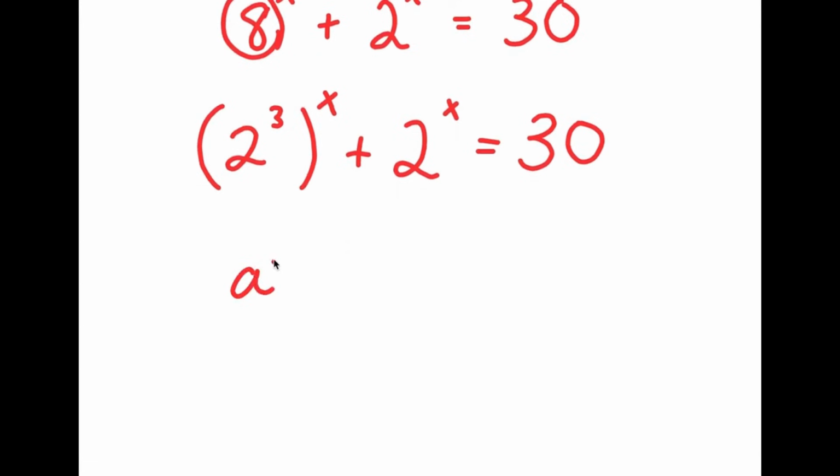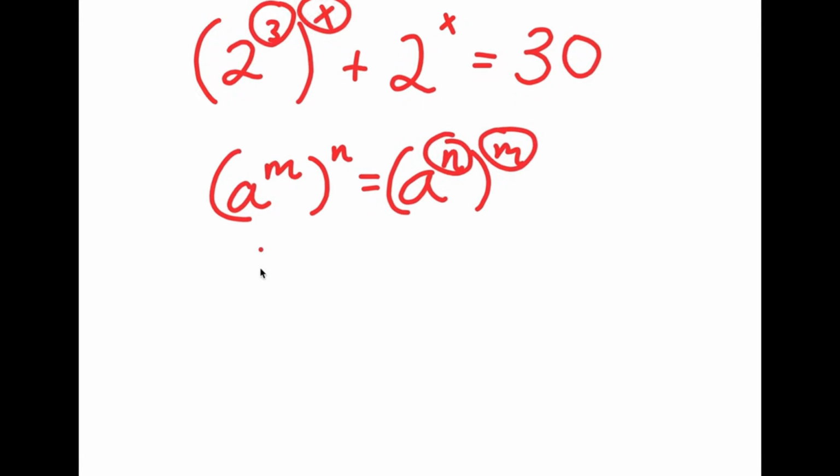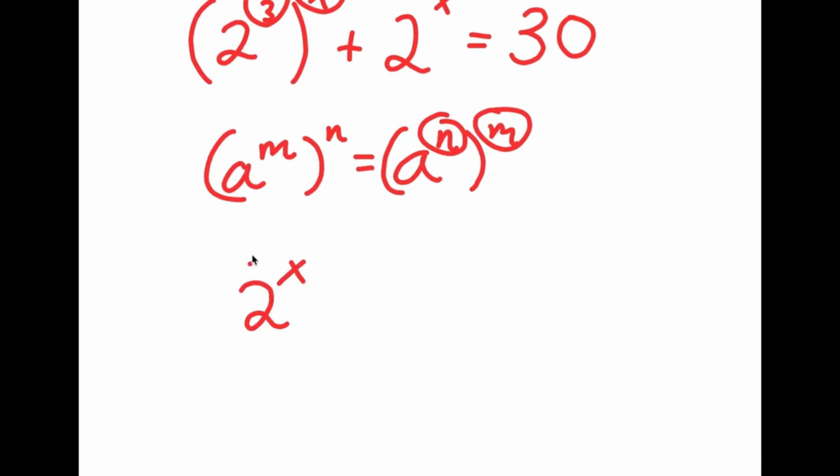Now, if I have something in the form a to the power of m to the power of n, this is the same thing as a to the power of n to the power of m. So I can switch the places of m and n. So in this case, I have 2 to the power of 3 to the power of x, and I'm going to switch the places of 3 and x. So I get 2 to the power of x to the power of 3 plus 2 to the power of x is equal to 30.